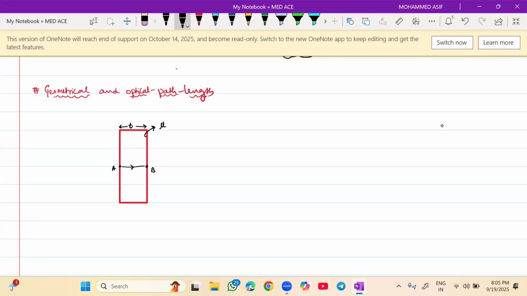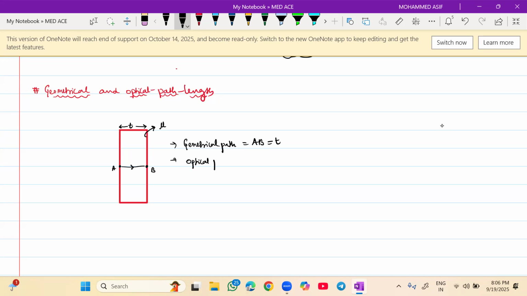Now, whatever distance it is traveling in this sheet is called the optical path. What is the geometrical path for this one, beta? A to B will be your geometrical path. Geometrical path will be equal to AB, that will be equal to your thickness T.